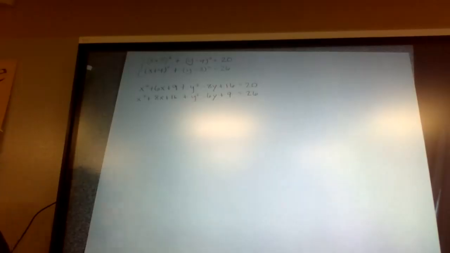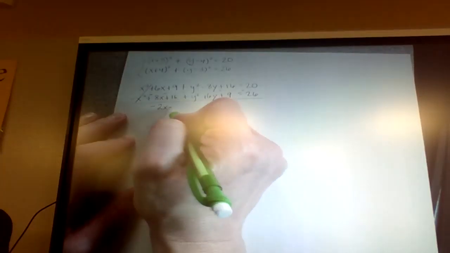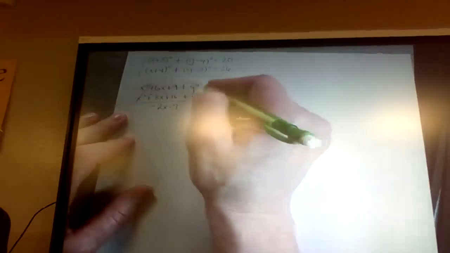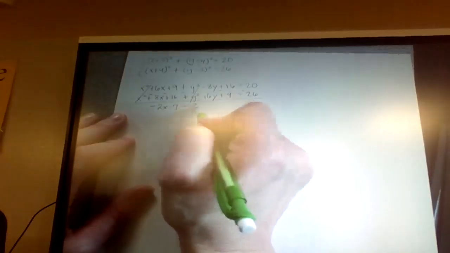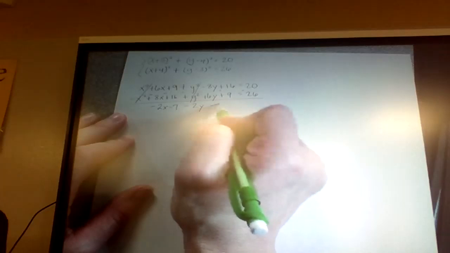Let's see. Let me finish my cookie. Is everybody caught up? So I just change all these signs. I get 2x minus 7 minus 2y minus 7 equals negative 6.